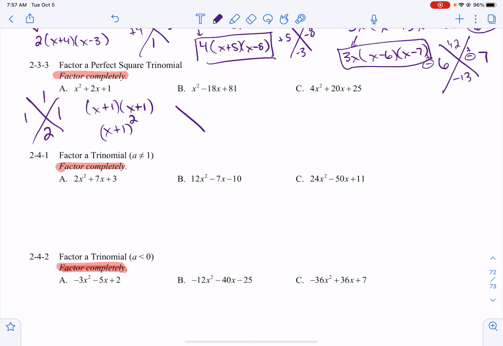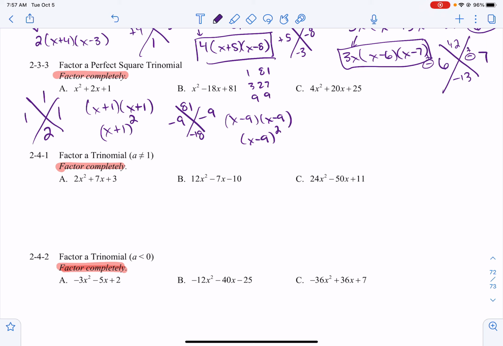Okay, part B, x squared minus 18x plus 81. 18 goes on the bottom, 81 goes on the top. They multiply to a positive, but they add up to a negative, so they're both going to be negatives. And 81 is either 1 and 81, 3 and 27. Those don't get me to 18. 9 and 9, that does get me to 18. So I'm going to get x minus 9 and x minus 9, or x minus 9 squared.